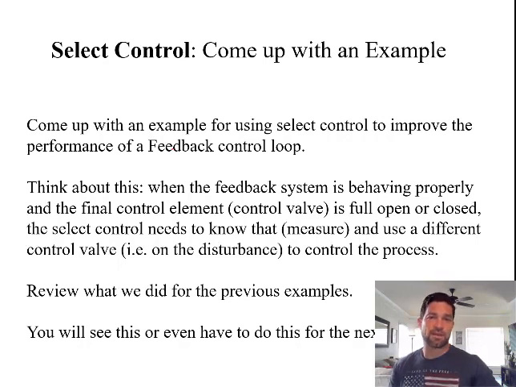The way you can think about this is when the feedback system is behaving properly and the final control element is fully open or closed, the select control needs to know that. So you need to measure something around the final control element, which is the main manipulated variable. Then the select controller is going to take that measurement, figure out that it's maxed open or maxed closed, and then decide to use a different control valve.